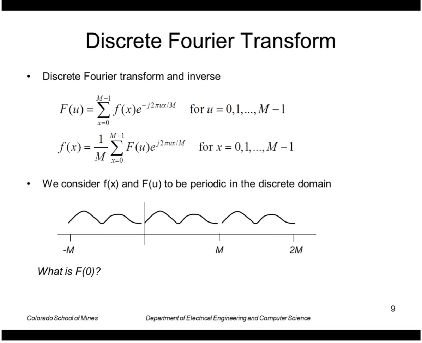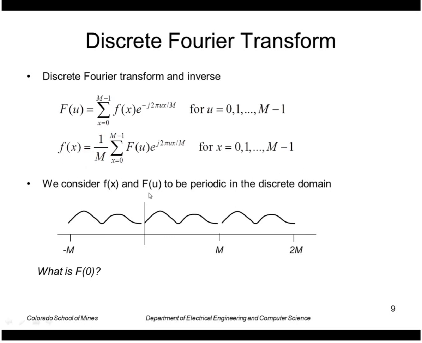The discrete Fourier transform is very similar, except we use summations instead of integrals. So we're summing from x equals 0 to x equals M minus 1. So we have M total values of the original function, and that's also how many terms are in the transform function. Note there's a constant here of 1 over M in the inverse transform.